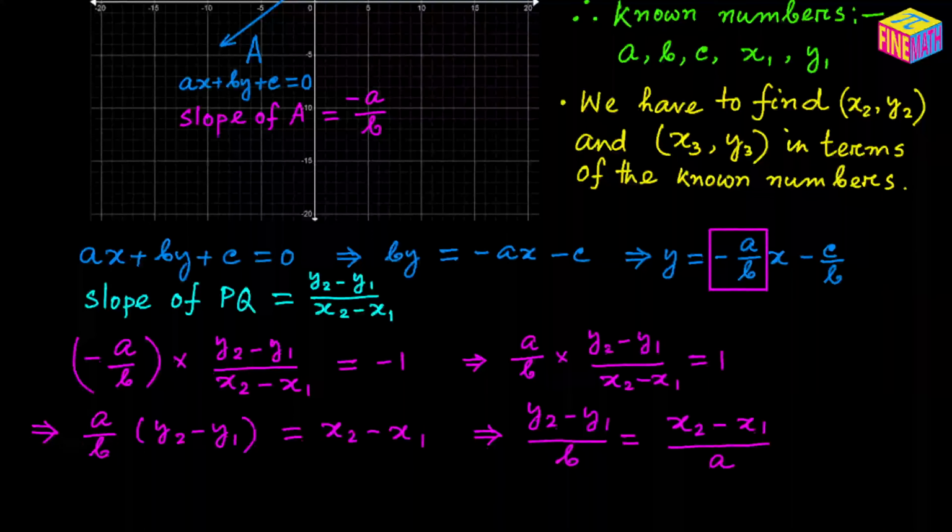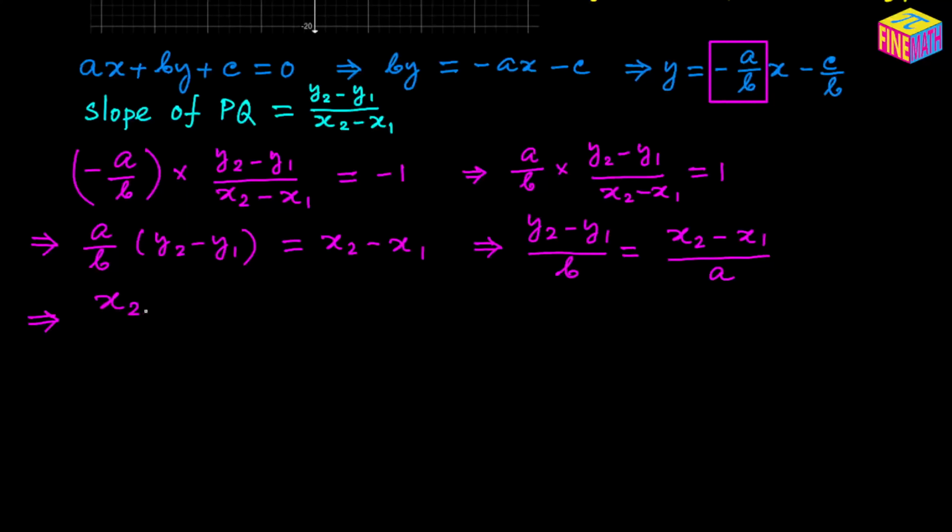And if we rewrite this, we can write it as x sub 2 minus x sub 1 over a is equal to y sub 2 minus y sub 1 over b, and let's assume that this is equal to k. Now from here let's try to find the value of x sub 2 and y sub 2.